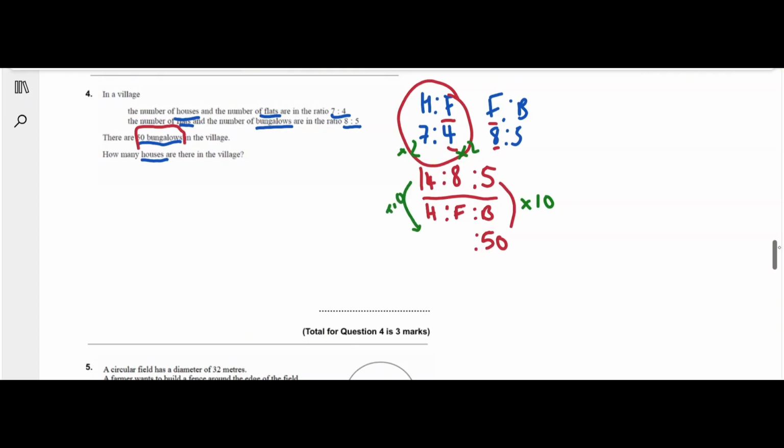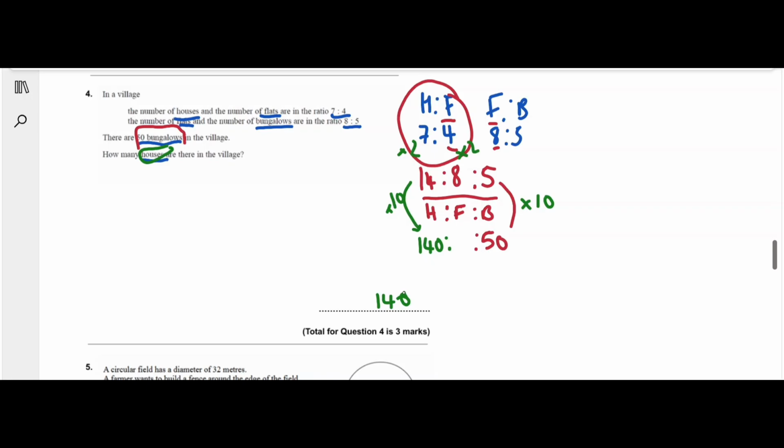I don't actually need to do it to all of them. I'm only asked how many houses there are. So I've only got to multiply the houses by 10, which is 140. So therefore, my final answer is 140. It might ask you something different, so you might need to do it to all 3. But that is it for 3 marks.